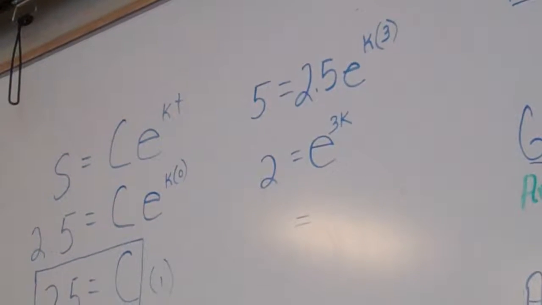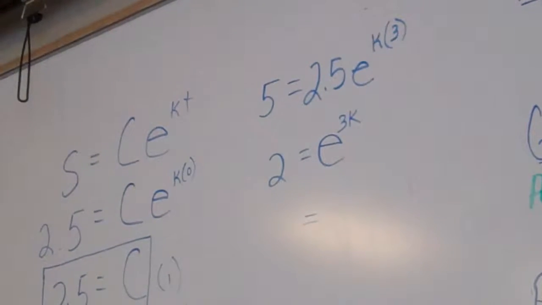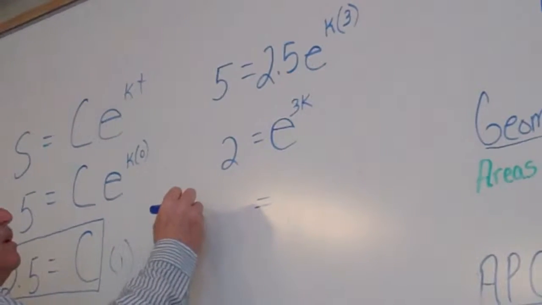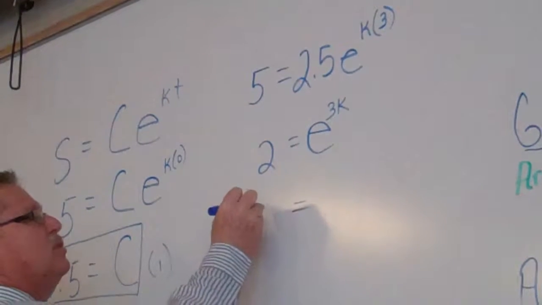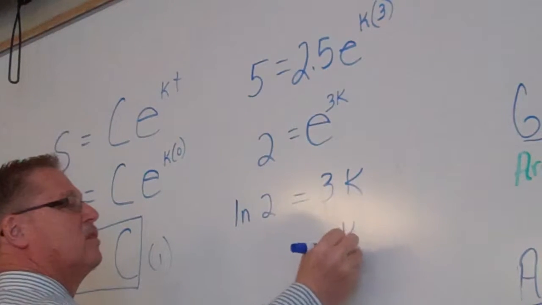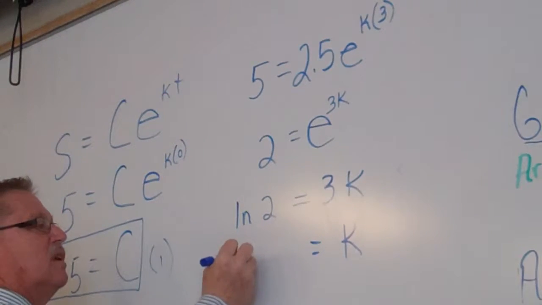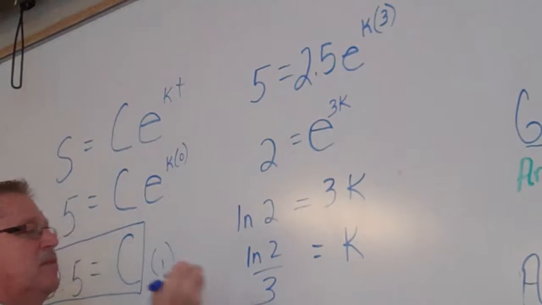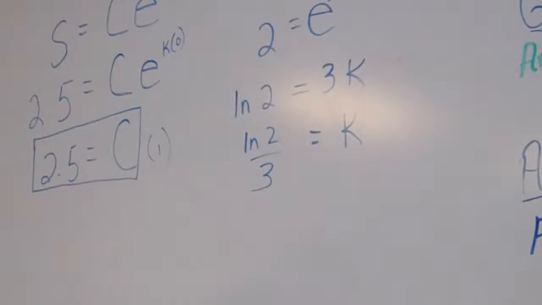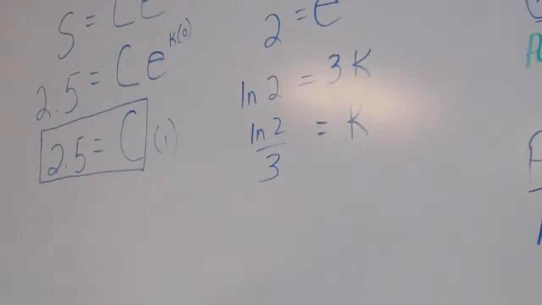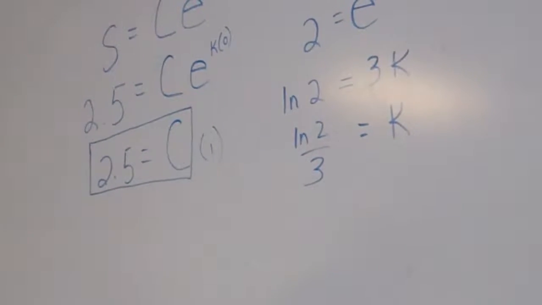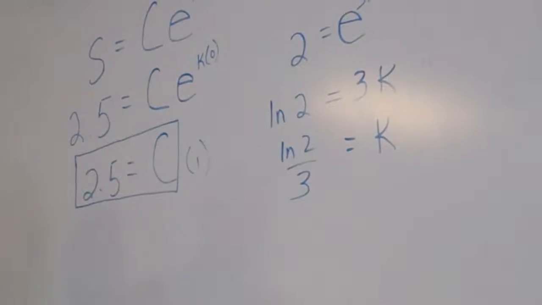How do we solve something like that again? Anybody remember that? Log. You guys are all over that. I think it's the ln of 2 then, which is log base e, equals 3K. So K is equal to ln of 2 over 3. Somebody have a decimal for that? 0.231. That's what the answer book says.